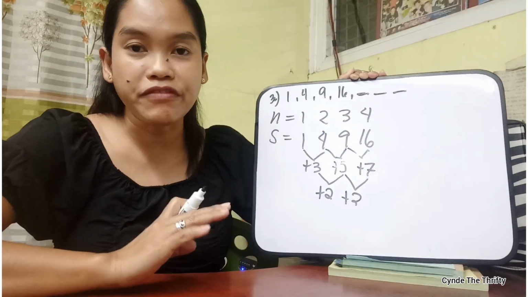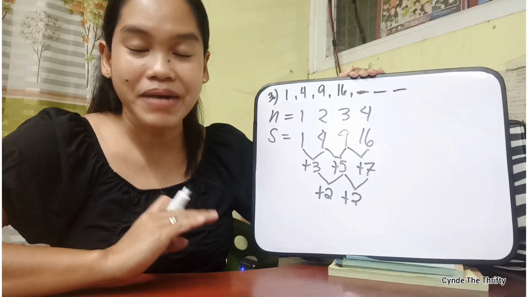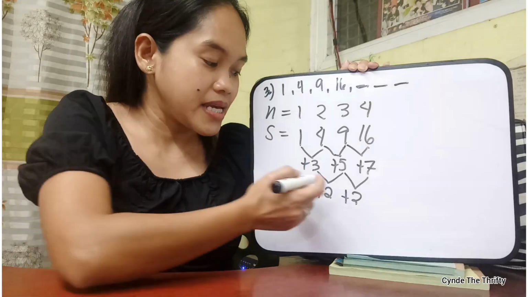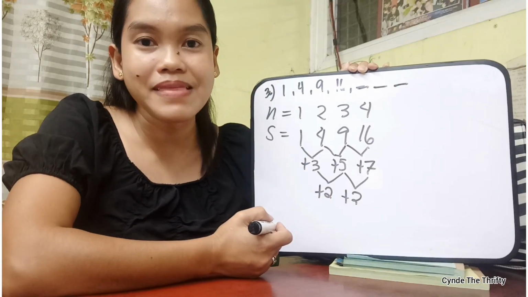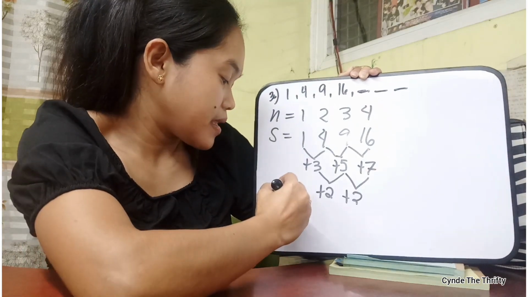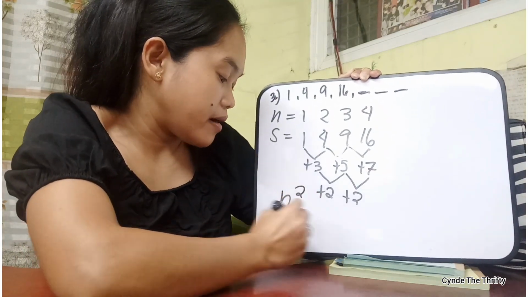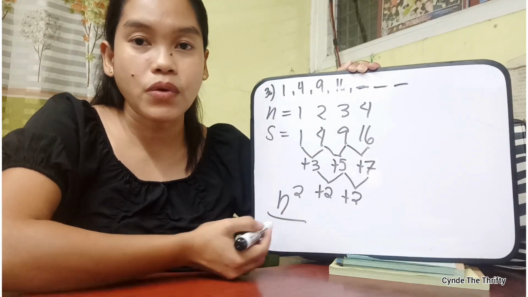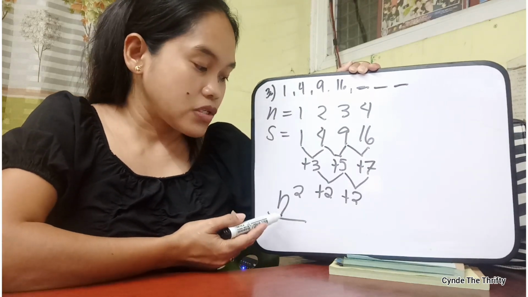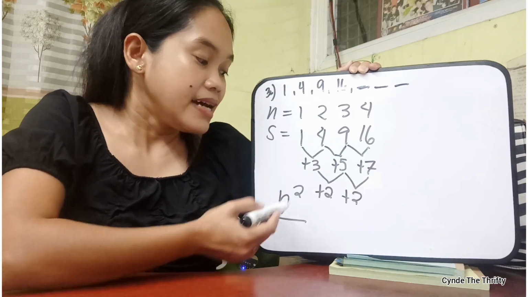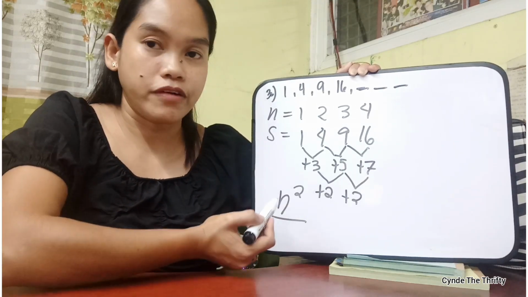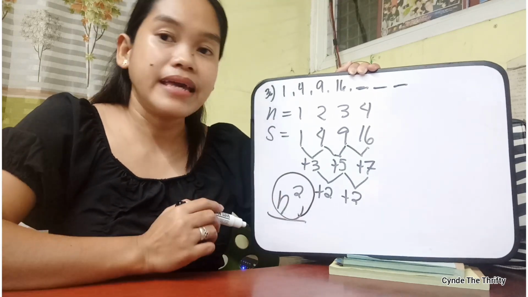Ngayon, paano tayo mag-formulate ng ating nth rule base sa ating interval? Okay, dahil pangalawang beses natin kinuha ang ating interval, ang ating nth rule is n squared. Yan ang ating nth rule. Hindi na natin kailangang i-subtract ang ating first term sa ating interval kasi nakapangalawang interval tayo. Ito na yung ating nth rule.